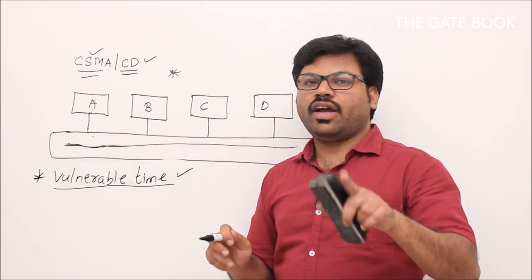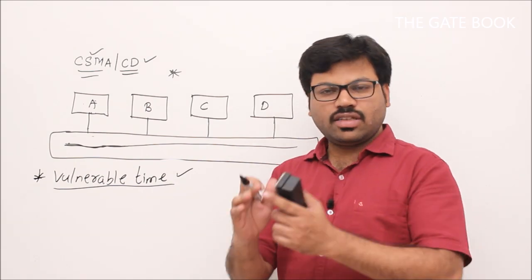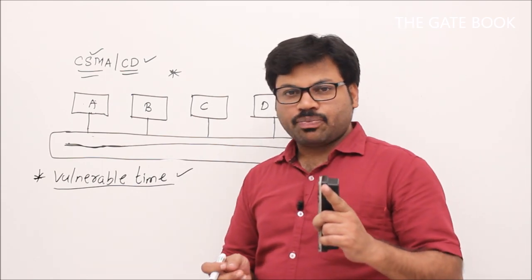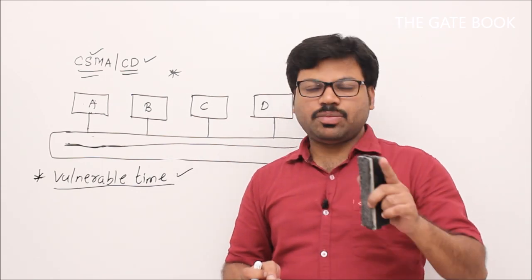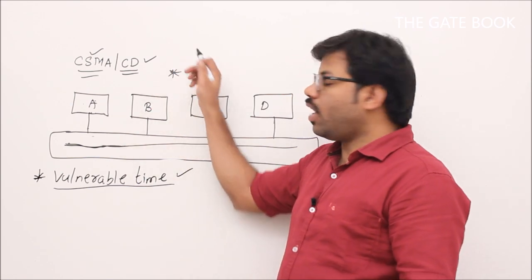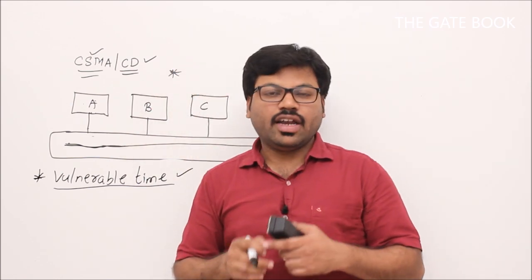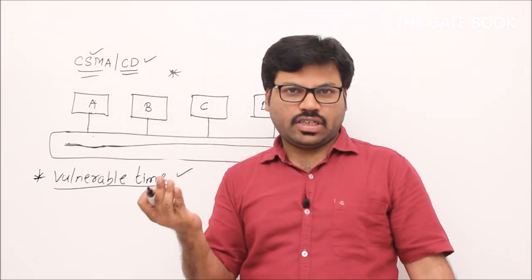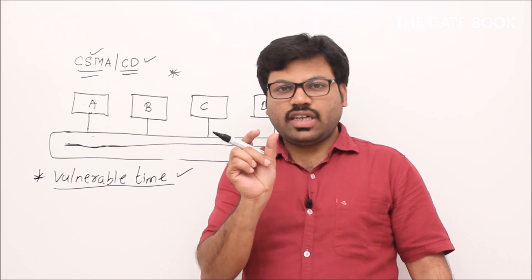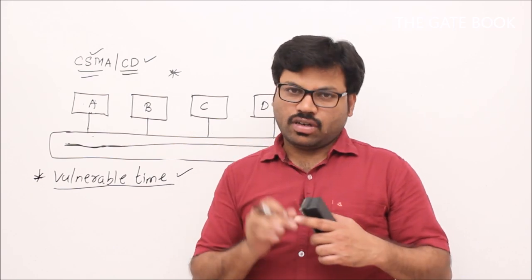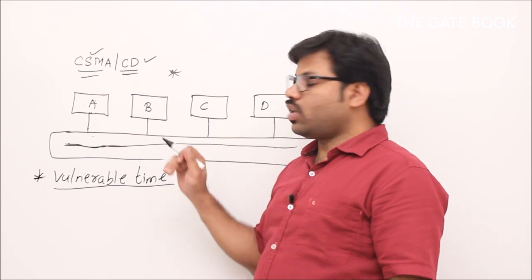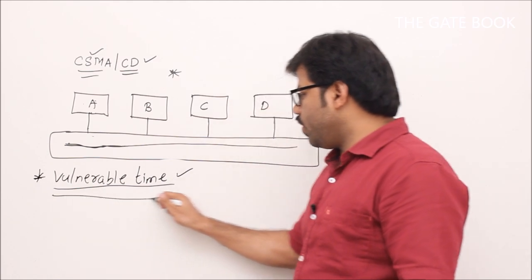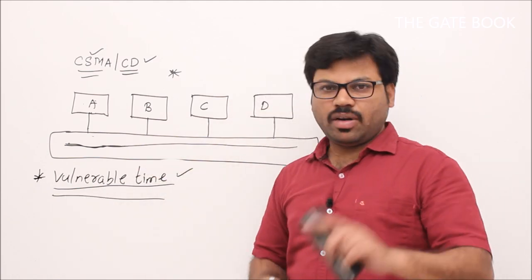In pure ALOHA and slotted ALOHA, I told you that there is a medium, and especially the medium was air. On that air, we were only talking about transmission time. When slotted ALOHA and pure ALOHA were defined, transmission times were very large compared with propagation delay. That's why the propagation delay component was negligible. But here we have to consider propagation delay also. Now we will see what vulnerable time is with respect to transmission time and propagation delay.